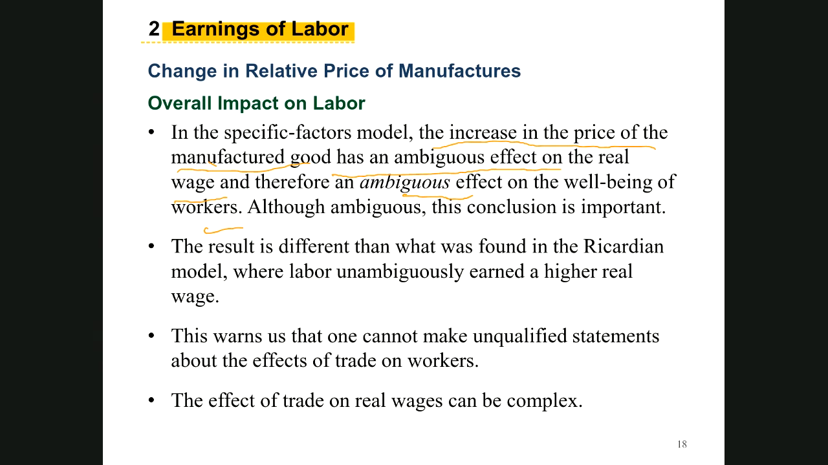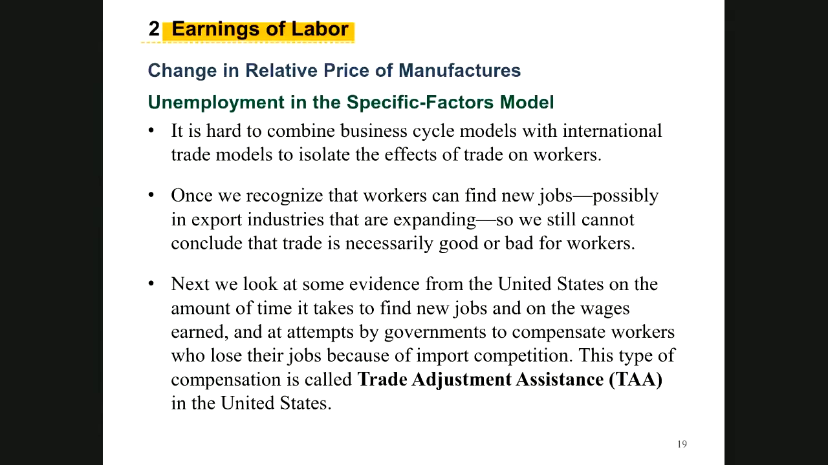Okay, and I will talk about the numerical model on Wednesday. And we will move on to the Heckscher-Ohlin model on Wednesday. So let's see, unemployment in the specific factor model. Okay, so the first one is just a statement. It is hard to combine the business cycle model, which means the model with inflation and unemployment, sometimes called the AD-AS model, aggregate demand and aggregate supply model, with the international trade model. So it is hard to combine those.